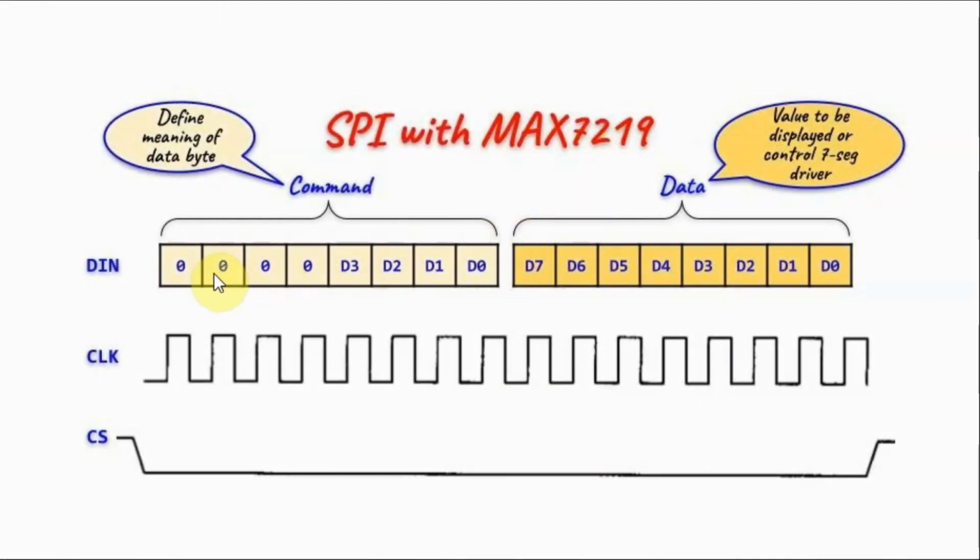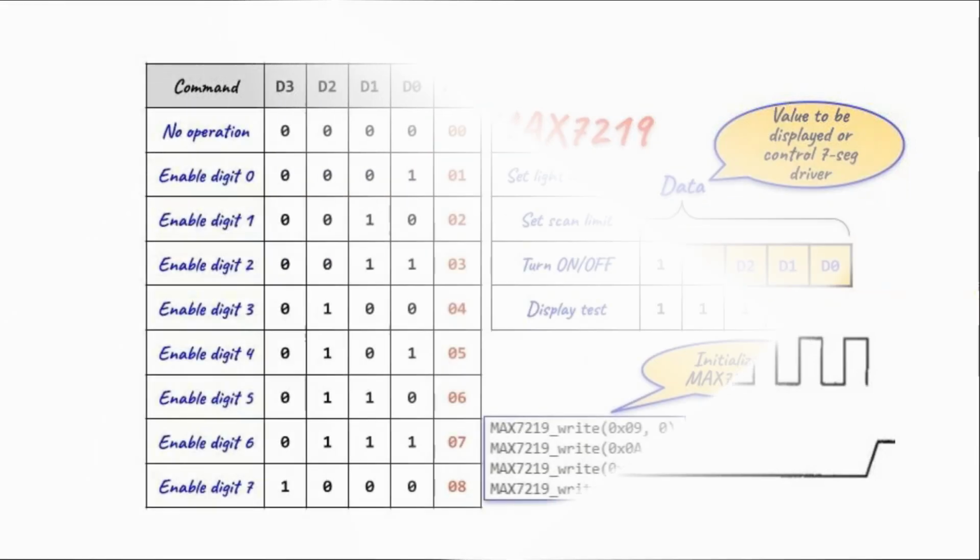MAX7219 is programmed by sending 2 bytes of data. First we send the command byte and then we send the data byte. The command byte defines the meaning of the data byte, and the data byte will be the data to be displayed on the module, or it will be a control byte used to initialize the device.